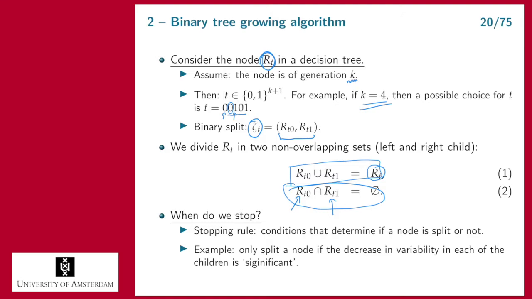The question is then, when do we stop? Because we can keep splitting, but of course we have to stop somewhere. We need a stopping rule. For example, a stopping rule is that you only split a node if the decrease in the variability in each of the subnodes is significant. You want to split a node into two different nodes because the variability is smaller and you can do better predictions. But of course, if you only improve a tiny bit, maybe it's not worth doing the split. So that could be a criterion to decide if you want to split a node, yes or no.